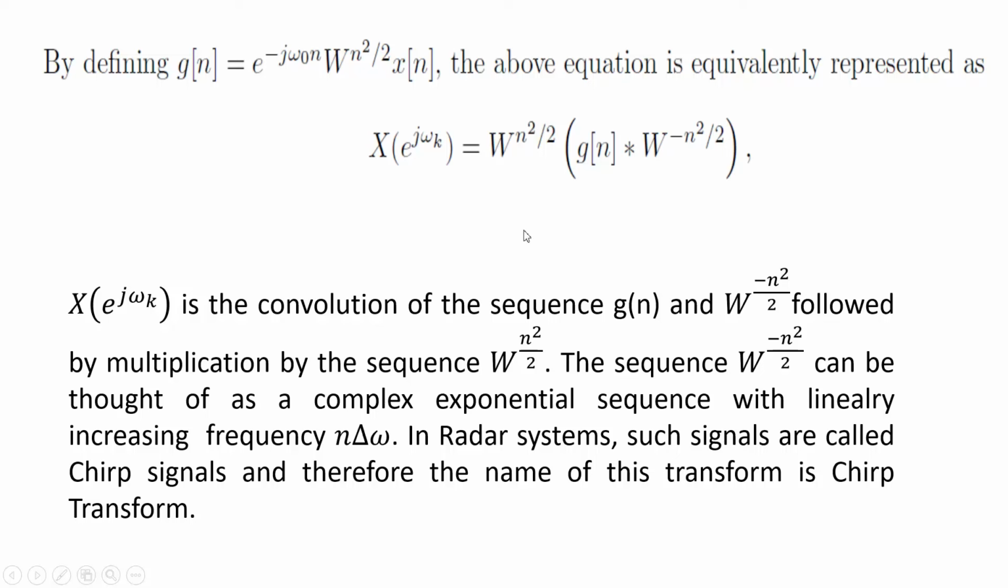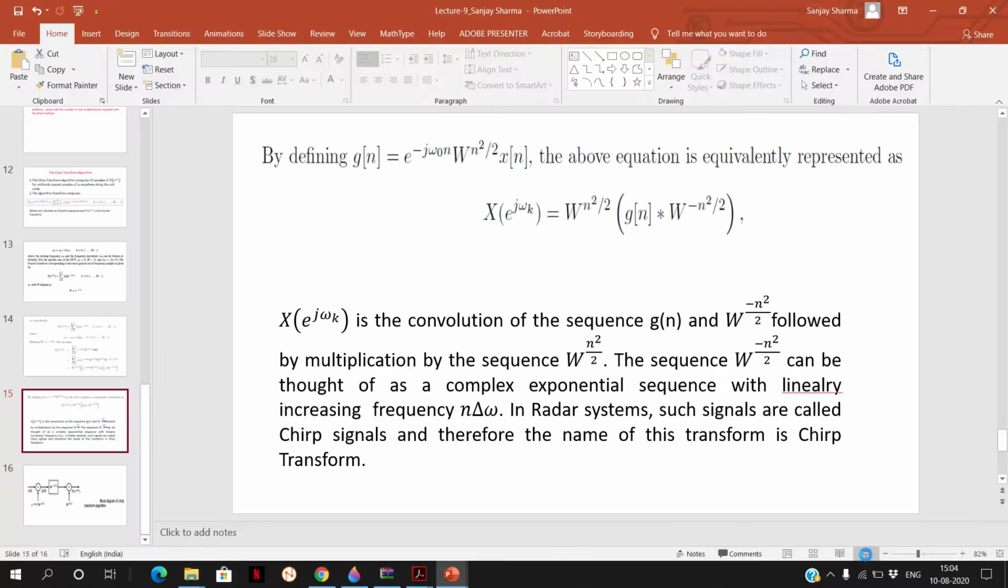So we have a convolution of the two sequences g[n] and W to the power minus n square by 2. And this sequence can be thought of as a complex exponential sequence with linearly increasing frequency. So this is how the frequency is increasing as we go around the circle. And in the radar system, such signals are called chirp signals.